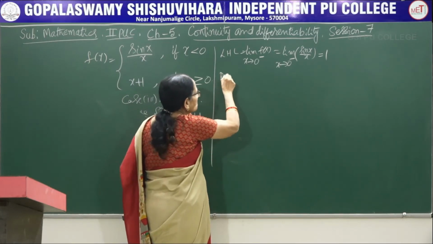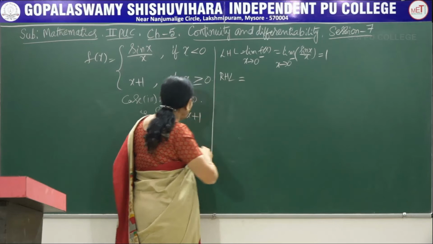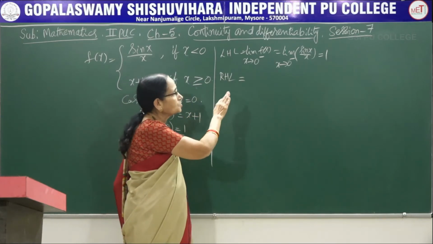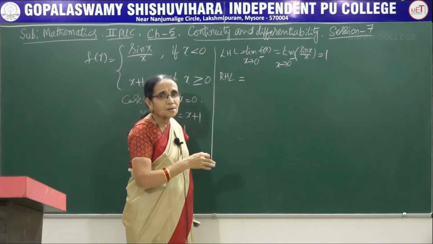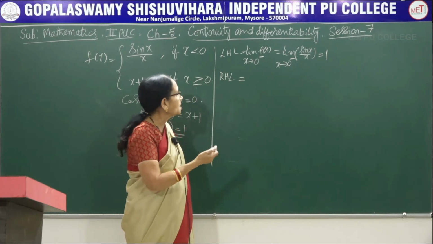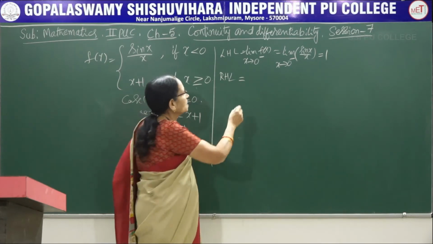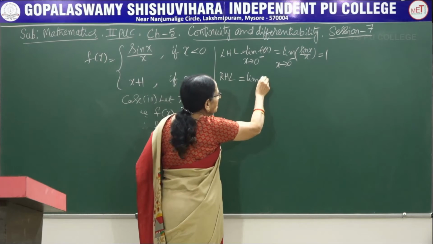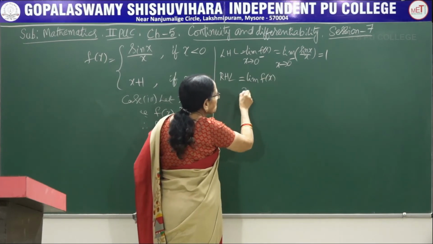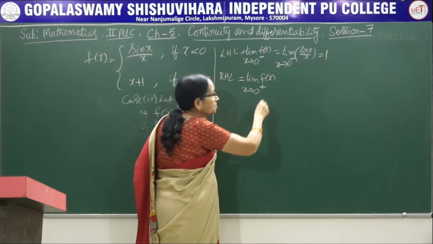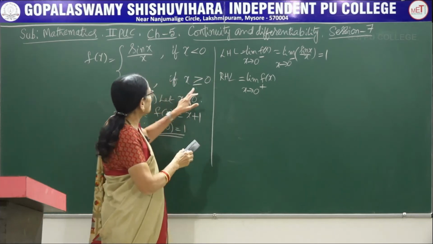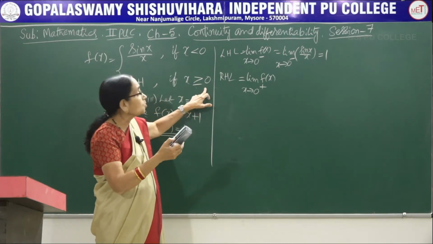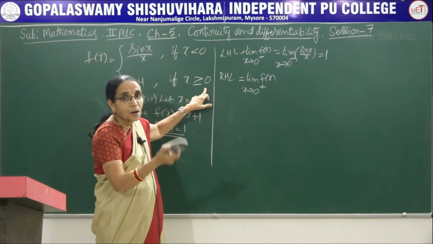Now let me come to the right hand limit. Here the value of the function was 1, the left hand limit also 1. So we cannot say whether it is continuous or not unless we calculate the right hand limit. Now take the right hand limit: limit of f(x) as x tends to 0 plus. 0 plus means through the values more than 0, that is, positive values.